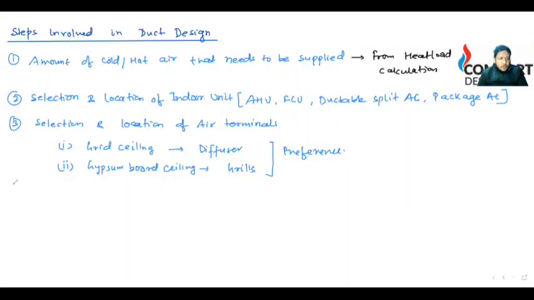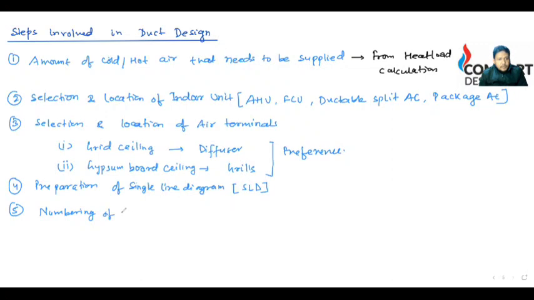Then move to the fourth point. You have made the selection whether to use grills or diffusers. After selection, we also fix their locations. Then we will do the numbering and prepare the single line diagram, that we call SLD. We will prepare the SLD, the single line diagram. The fifth point that we have is numbering of network developed.